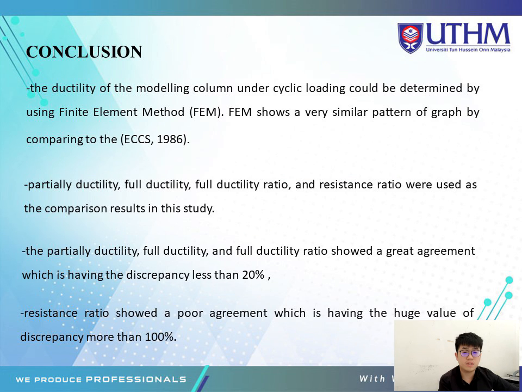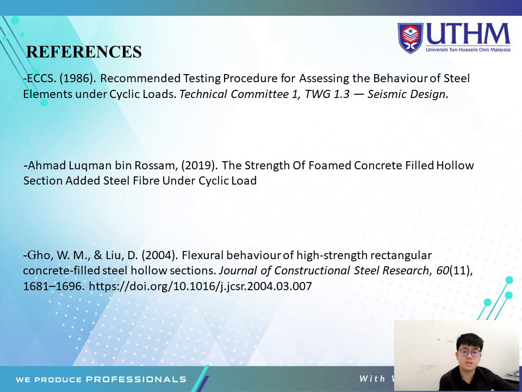For the conclusion part, the ductility of the modeled column under cyclic load could be determined by using the finite element method. The finite element method shows a very similar graph pattern when compared to the graph of ECCS 1986. Partial ductility, full ductility ratio, and resistance ratio were used as the comparison results in this study. The partial ductility, full ductility, and full ductility ratio show a great agreement, having a discrepancy of less than 20%, while the resistance ratio shows a very poor agreement, having a huge discrepancy of more than 100%. These are some of the references shown in the slide above.